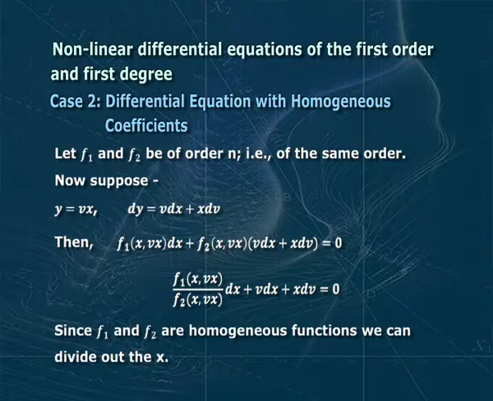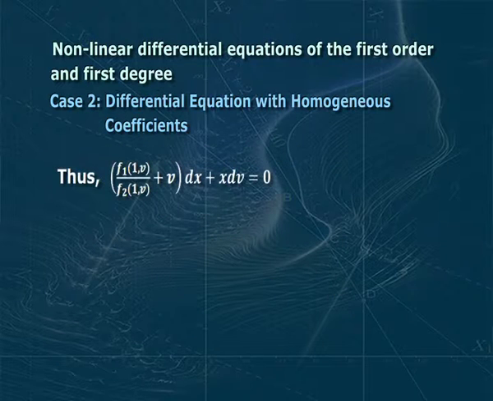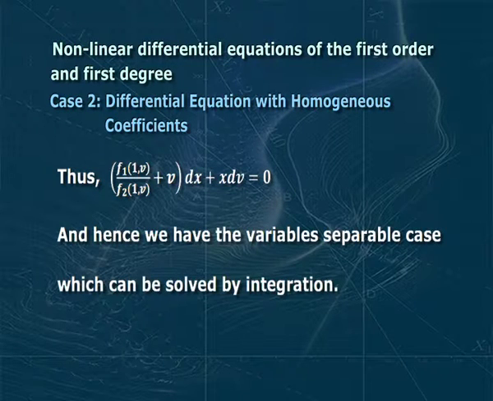Since f1 and f2 are homogeneous functions, we can divide out the x. Thus, [f1(1, v) divided by f2(1, v) plus v] dx plus x dv is equal to 0. And hence we have the variable separable case, which can be solved by integration.